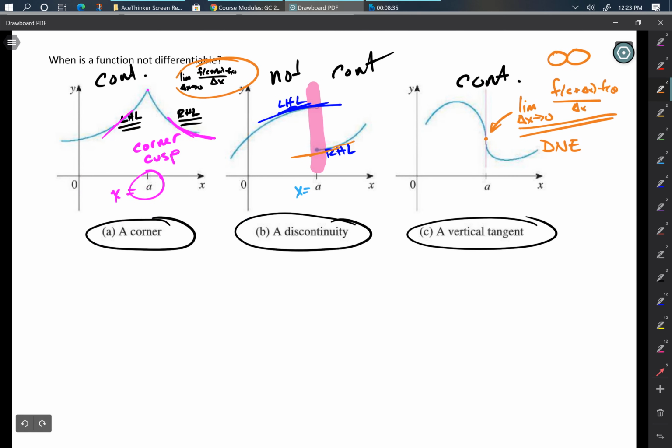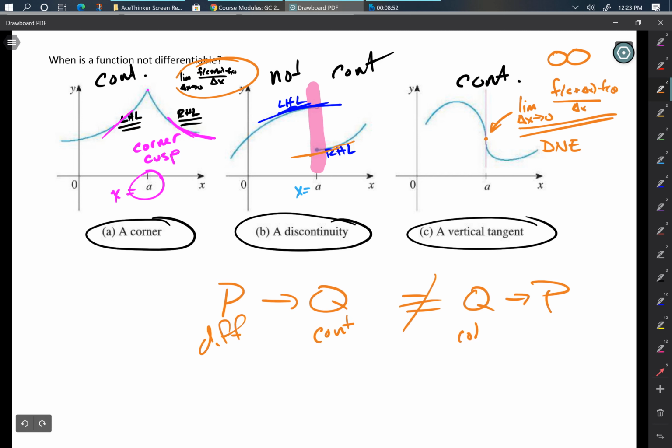If you have ever studied logic, P implies Q is not logically equivalent to Q implies P. So differentiability implies continuity does not mean that continuity implies differentiability.